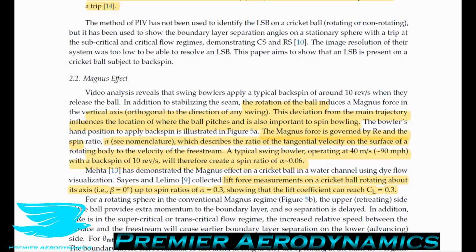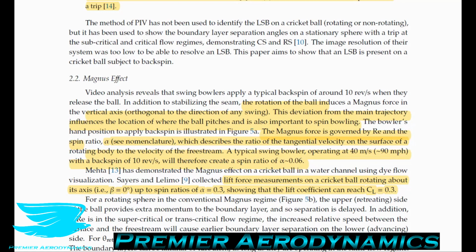Back to the paper, they're talking about the Magnus effect. They say the rotation of the ball induces a Magnus force in the vertical axis, orthogonal to the direction of any swing. This deviation from the main trajectory influences the location of where the ball pitches and is also important to the spin bowler. The Magnus force is governed by the Reynolds number and the spin ratio, which describes the ratio of the tangential velocity of the surface of a rotating body to the velocity of the free stream.